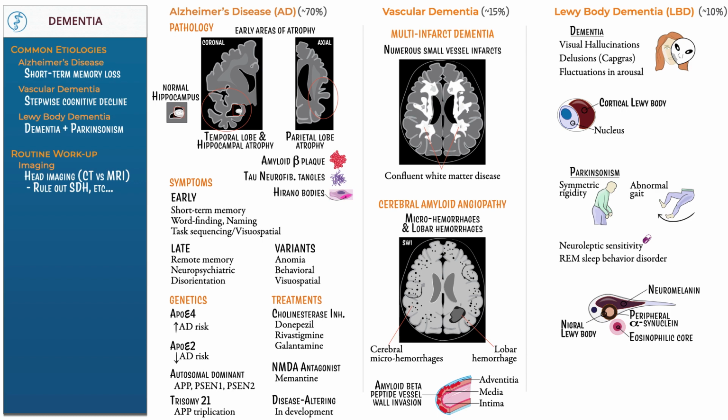For routine laboratory workup, all patients should have B12 testing. We include methylmalonic acid and homocysteine levels if B12 deficiency is suspected. And thyroid testing. There's a complicated relationship between thyroid disease and dementia. We especially need to be sure to exclude myxedema madness as the cause of the cognitive symptoms.